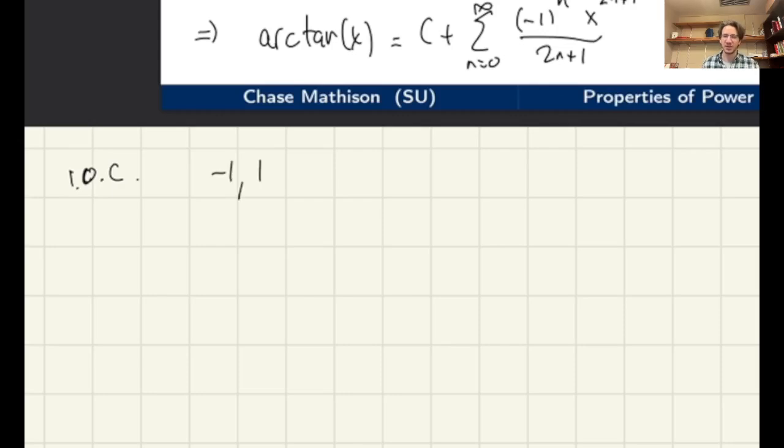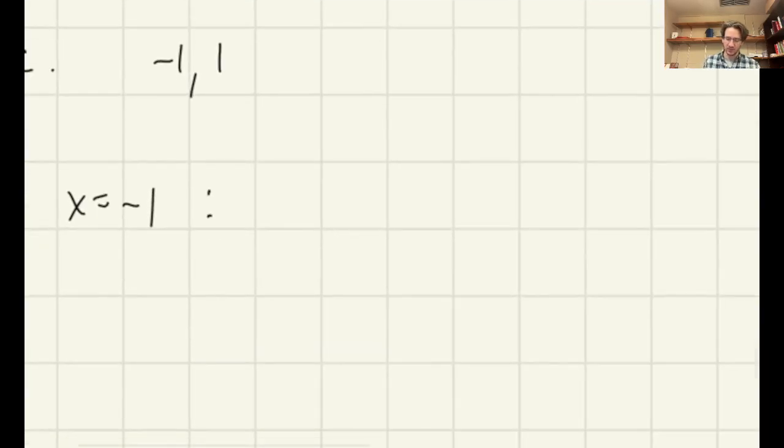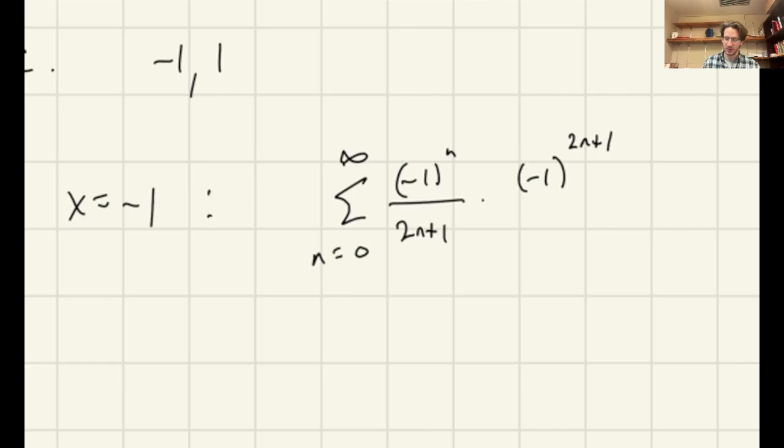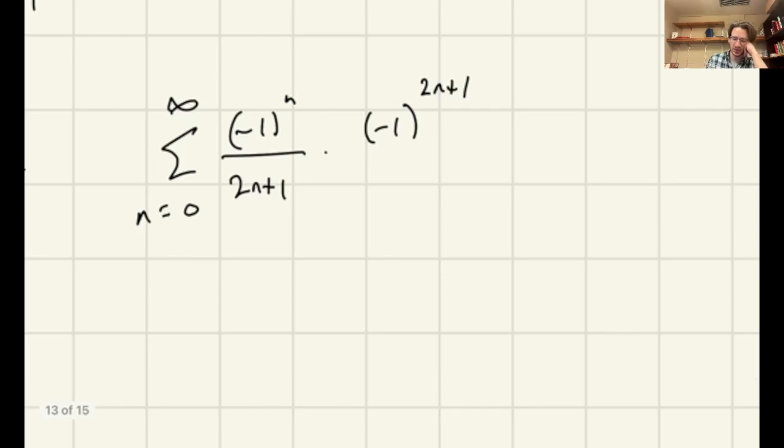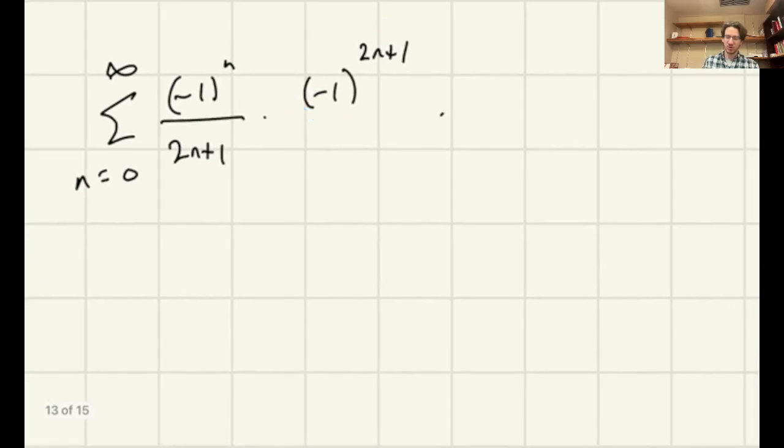So we need to figure out what's happening at the endpoints, right? Plug in x equals minus 1. And we get the sum n equals 0 to infinity of minus 1 to the n over 2n plus 1 times minus 1 to the 2n plus 1. Let's think about what this looks like here. Minus 1 to the 2n plus 1, if n is an integer, that's always an odd power. So minus 1 to the 2n plus 1 is just the same thing as minus 1 to the 1, right? It's minus 1 to an odd power, which just leaves me with minus 1.